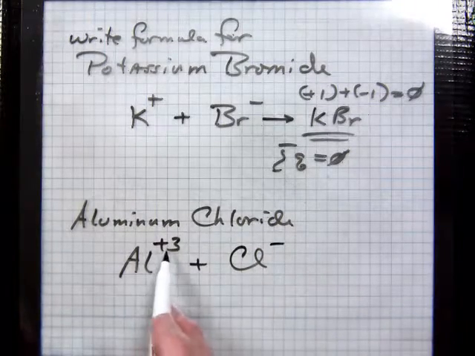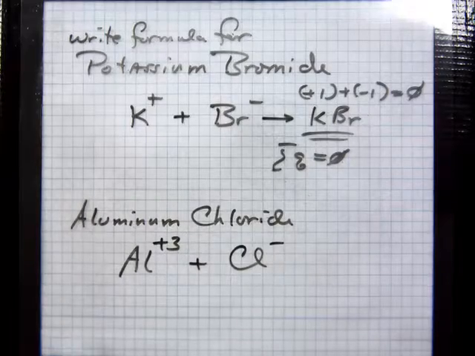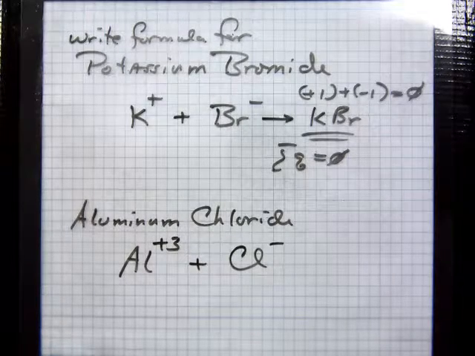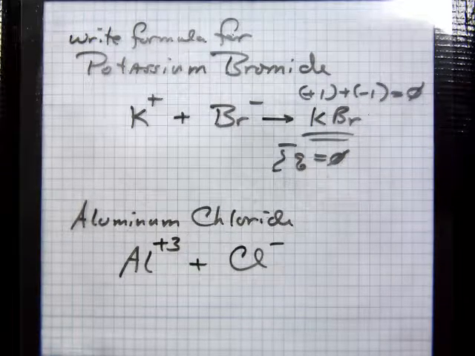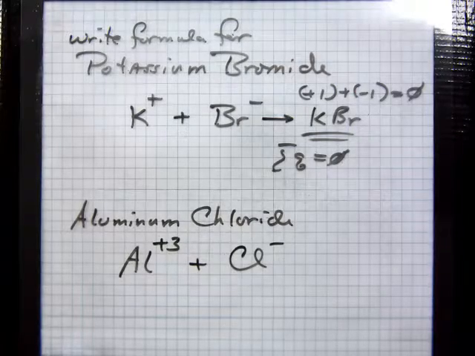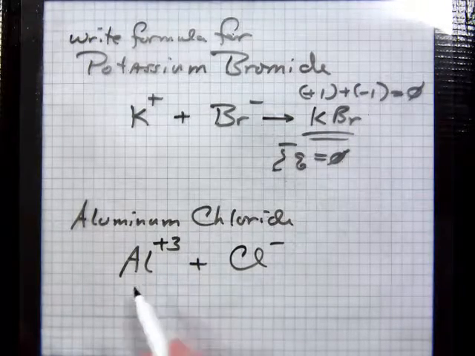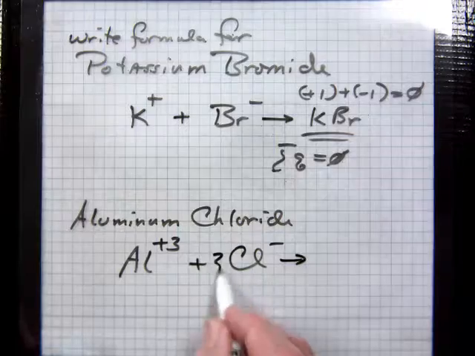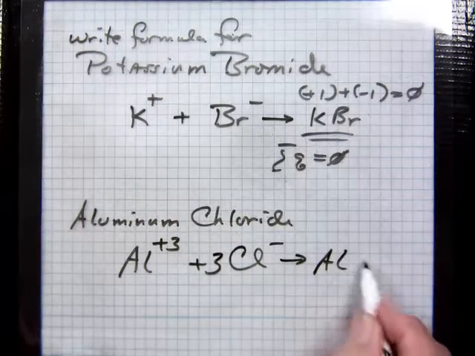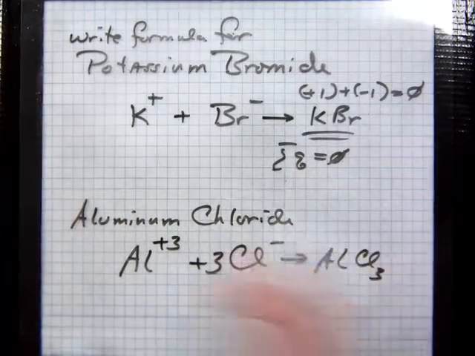Well, +3 and -1 does not equal 0. So what do I have to do? I need 3 chlorides to neutralize the aluminum. And that's exactly what we will do. Aluminum and chloride, and we use a subscript down there.